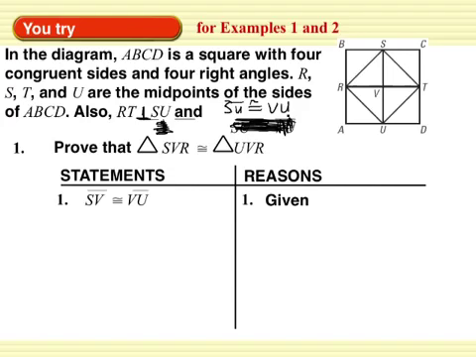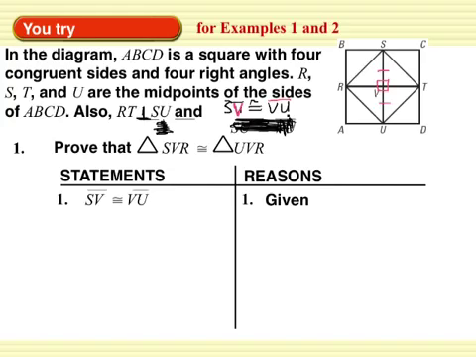Okay, you try this one. In the diagram, this is a square with 4 congruent sides and 4 right angles. R, S, T, and U are the midpoints of the sides. Also, RT is perpendicular to SU. And SV is congruent to VU. Those are congruent. Those are right. Prove that SVR is congruent to UVR.